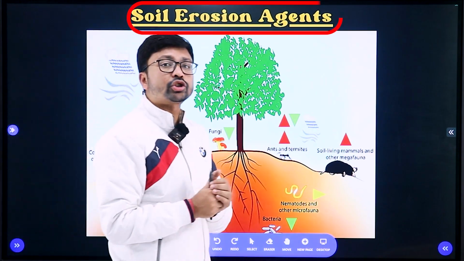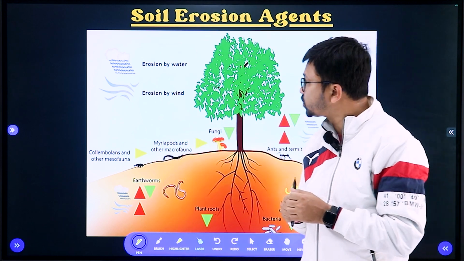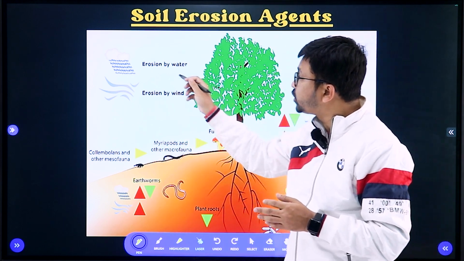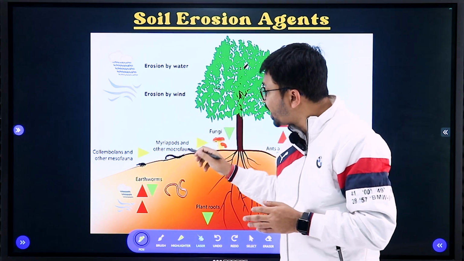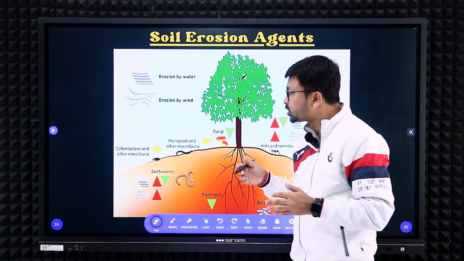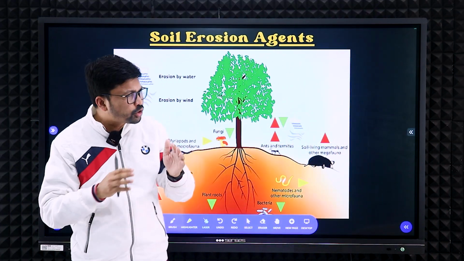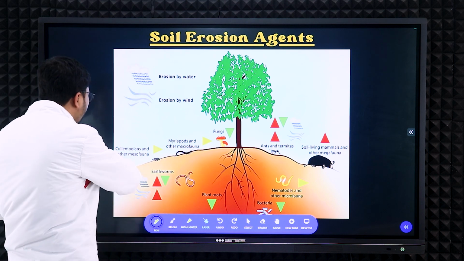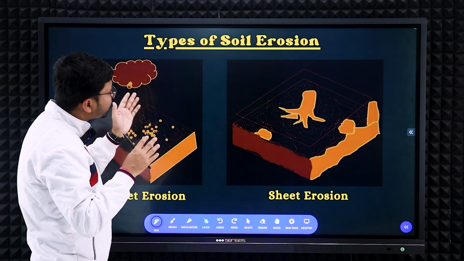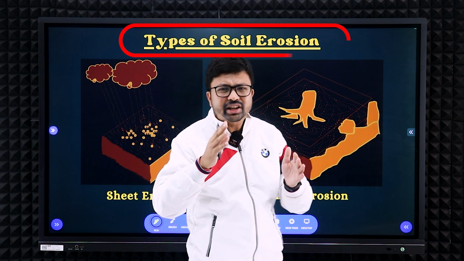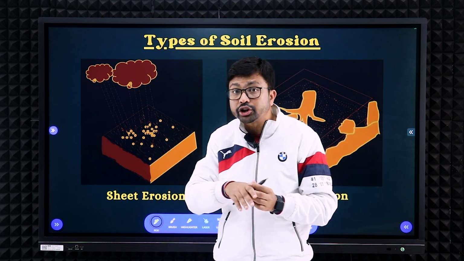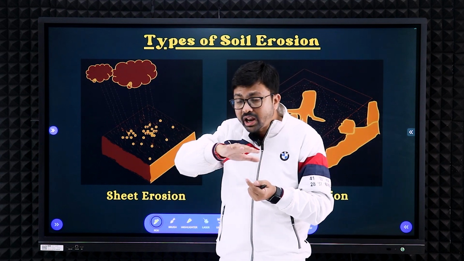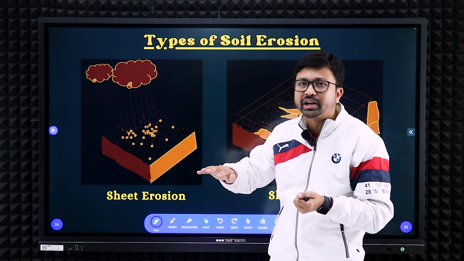Next, you need to know about soil erosion. That is the important part of this chapter. Soil erosion mainly happens by water, by wind as well as by human activities. According to your syllabus, you don't need to know all those things in detail. You just need to focus on the types of soil erosion. That is sheet erosion. Sheet erosion means like the bed sheet, right? The whole layer of the soil will be removed completely, right?